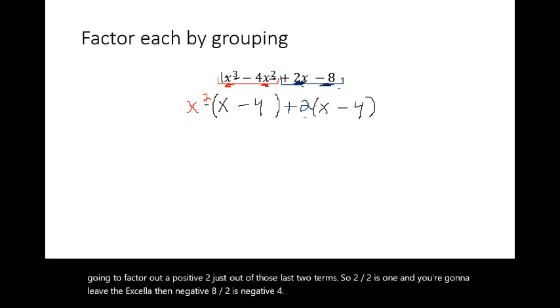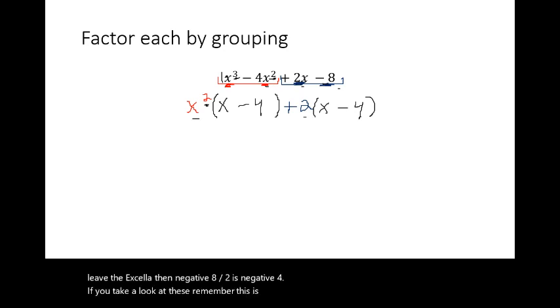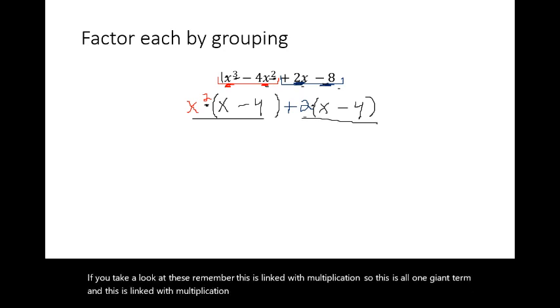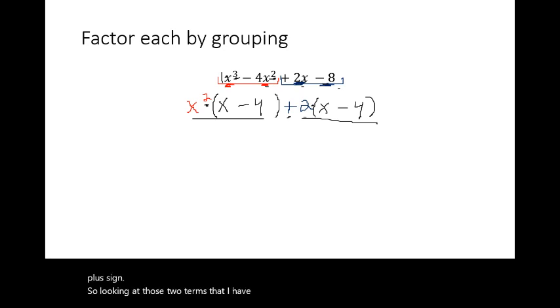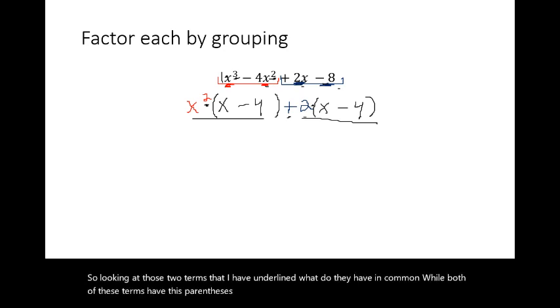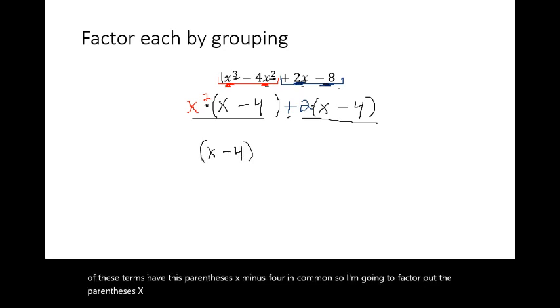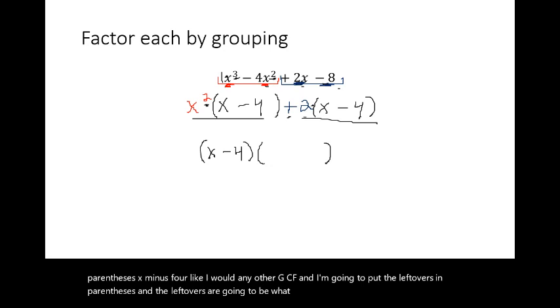Now if you take a look at these, remember this is linked with multiplication, so this is all one giant term. And this is linked with multiplication, so this is all one giant term, and they are separated by that plus sign. So looking at those 2 terms that I have underlined, what do they have in common? Well, both of these terms have this parentheses x minus 4 in common. So I'm going to factor out the parentheses x minus 4 like I would any other GCF. And I'm going to put the leftovers in parentheses. And the leftovers are going to be what is left when you remove the x minus 4 out of that term.